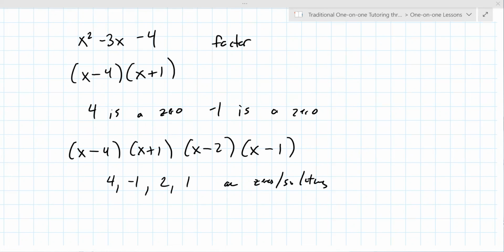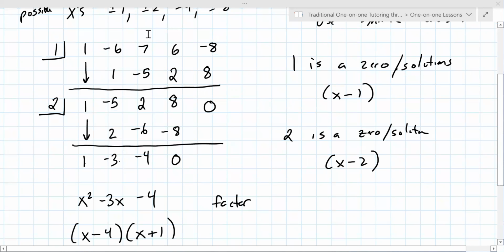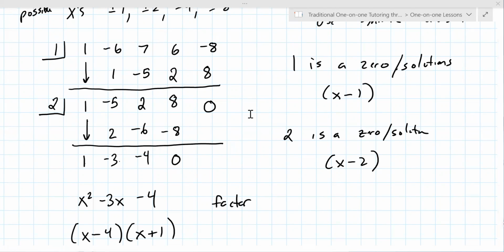And the reason we're doing it this way is because on a test or a quiz, you will have to do the synthetic division for that. Have you seen synthetic division in class? Yeah, that's how we've been doing it.